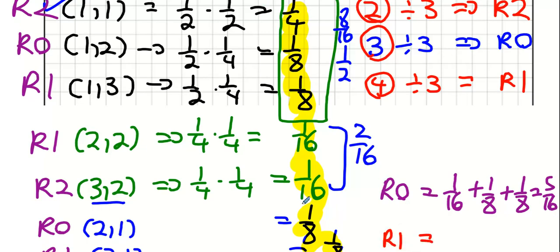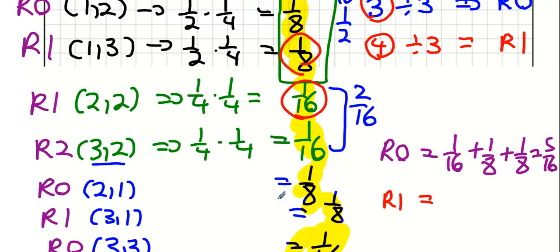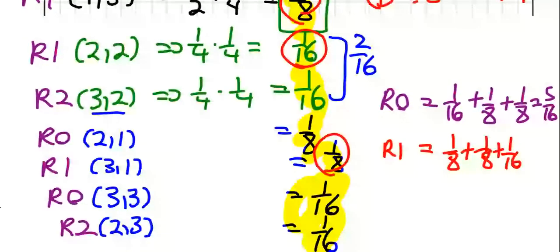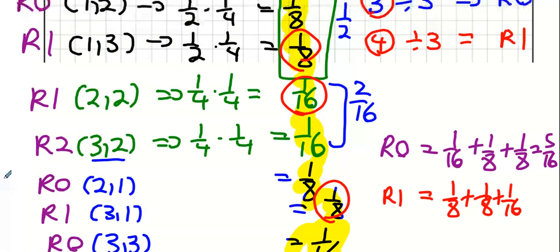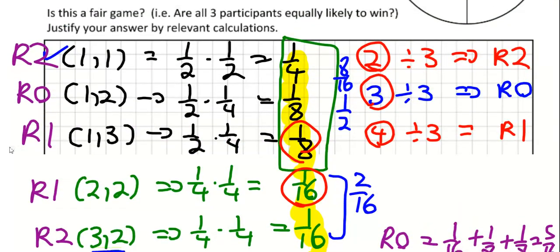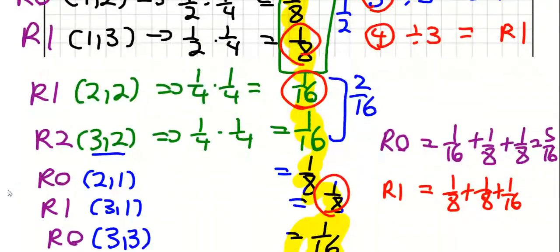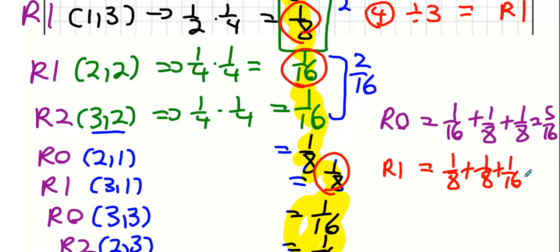Okay, let's go remainder 1 now. How many times did I get remainder 1? An eighth, a 16th. What else? An eighth. So 2 eighths and a 16th. And anything else? Any more remainder 1s? Nope. Everybody happy with that? What do we get out of that? 5 out of 16. Okay.